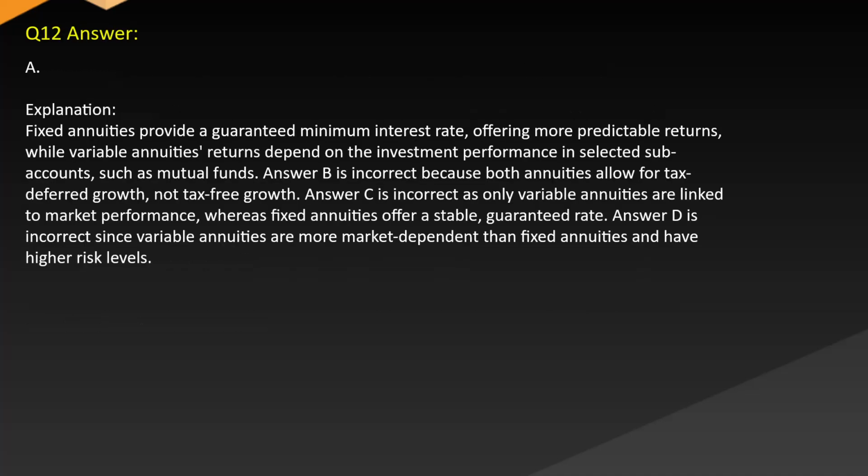Answer A. Explanation: fixed annuities provide a guaranteed minimum interest rate, offering more predictable returns, while variable annuities' returns depend on the investment performance in selected sub-accounts, such as mutual funds. Answer B is incorrect because both annuities allow for tax-deferred growth, not tax-free growth. Answer C is incorrect, as only variable annuities are linked to market performance, whereas fixed annuities offer a stable guaranteed rate. Answer D is incorrect, since variable annuities are more market dependent than fixed annuities and have higher risk levels.